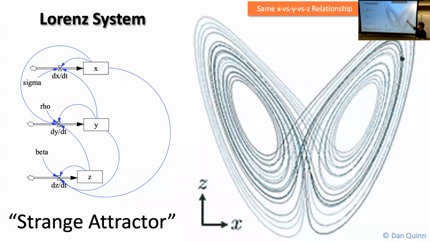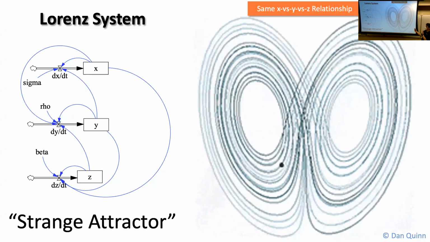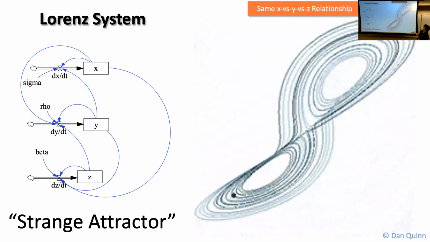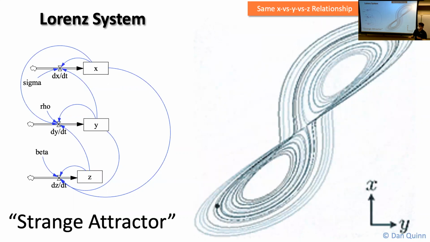And that's what this animation is right here. And it's going to rotate. So right now you're seeing X versus Z. And in a second, it's going to rotate, and you'll see Z versus Y, and then it'll rotate and show you X versus Y. And it shows you this funny kind of butterfly-shaped thing. And this is called the Lorenz attractor. And this is a so-called strange attractor.